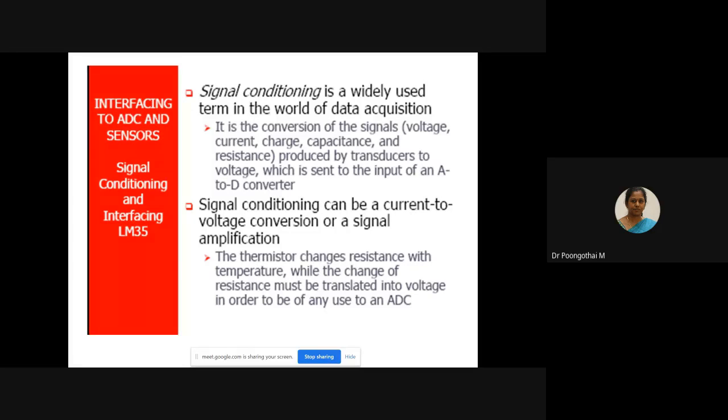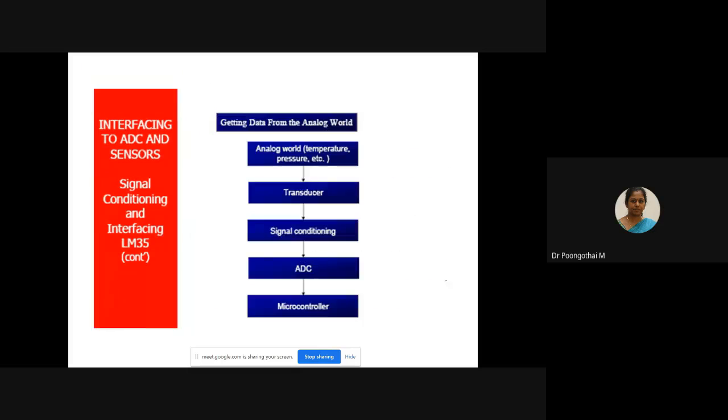Next we will see signal conditioning and interfacing the LM35 to the 8051. Why signal conditioning is required: it is widely used in the world of data acquisition. That is the conversion of signals from voltage, current, charge, capacitance and resistance produced by transducers to voltage. That is the meaning. It is a conversion of physical signals into voltage, which will be sent to the input of the analog to digital converter. This is the block diagram.